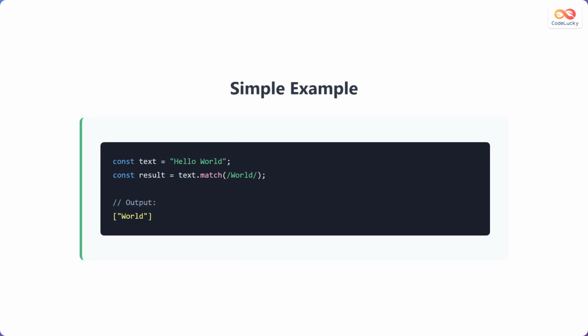Let's see a simple example of how to use the match method. We declare a constant variable named text, and assign the value "hello world" to it. Next, we declare another constant variable named result, and assign to it the result of the match method called with text. The match method takes the string "world" as a regular expression. The output of this operation is an array containing the matched string, "world".